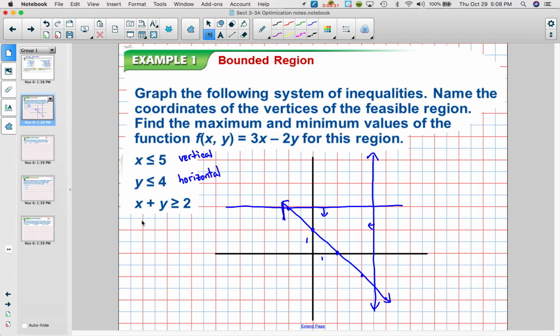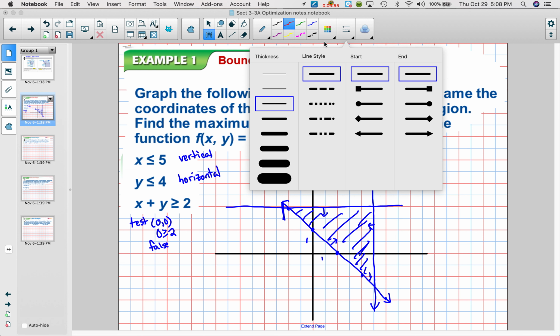And this one, if I test 0, 0, since it's not solved for y, 0 is greater than or equal to 2 is false. So I don't want the side that has 0, 0, so I want this side. So my feasible region is just this triangle. Now, nothing new yet. So far we've done this before.